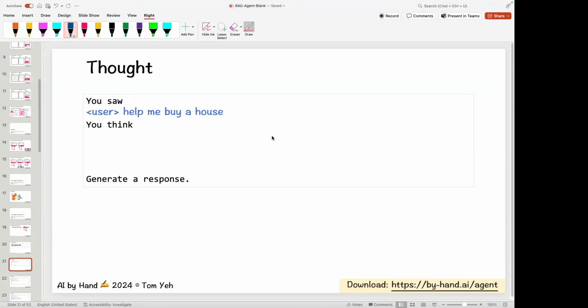Similarly, how can we add thought to make a large language model more like an agent? We just extend this prompt template. I say, you saw this user say, help me buy a house. You think, okay, now I will tell you what you're supposed to think. You should take on a role. For instance, think that you are something. You are going to be a helpful, which is a popular word to use in the prompt, you want to be a helpful realtor, not just a greedy money-making realtor.